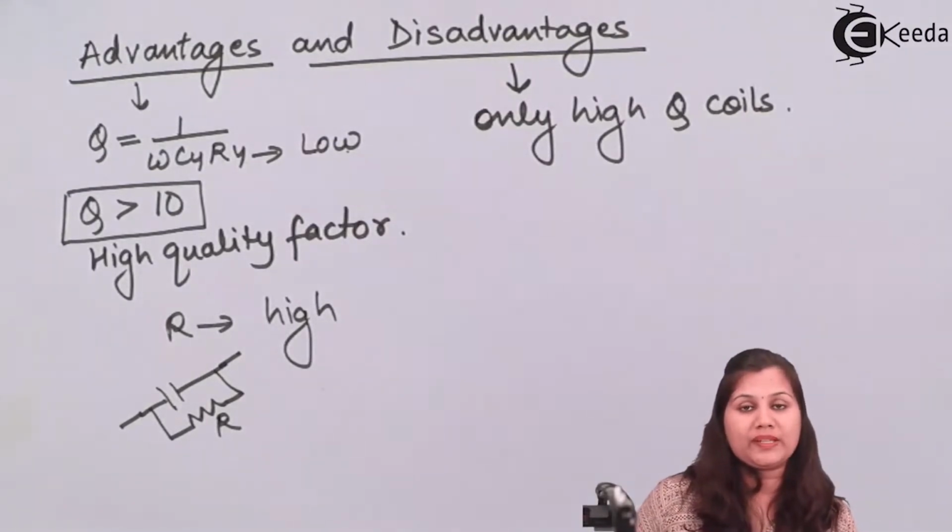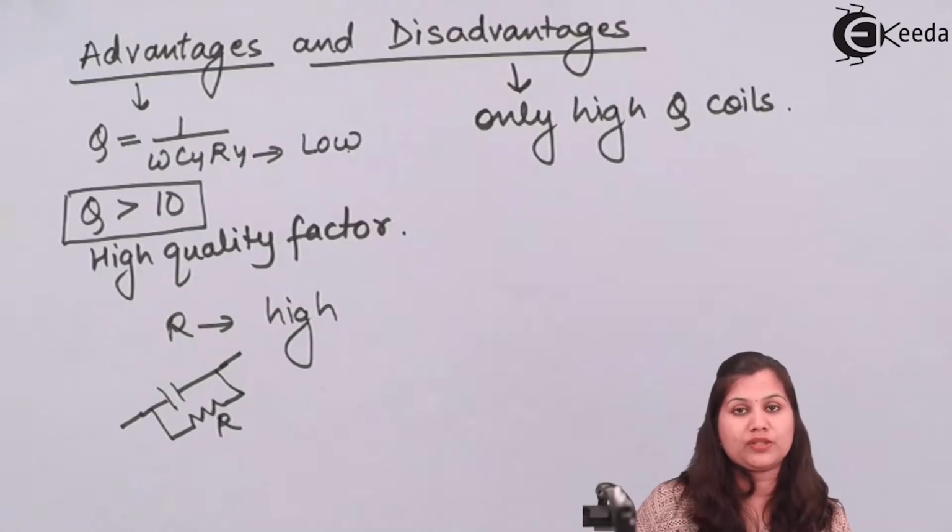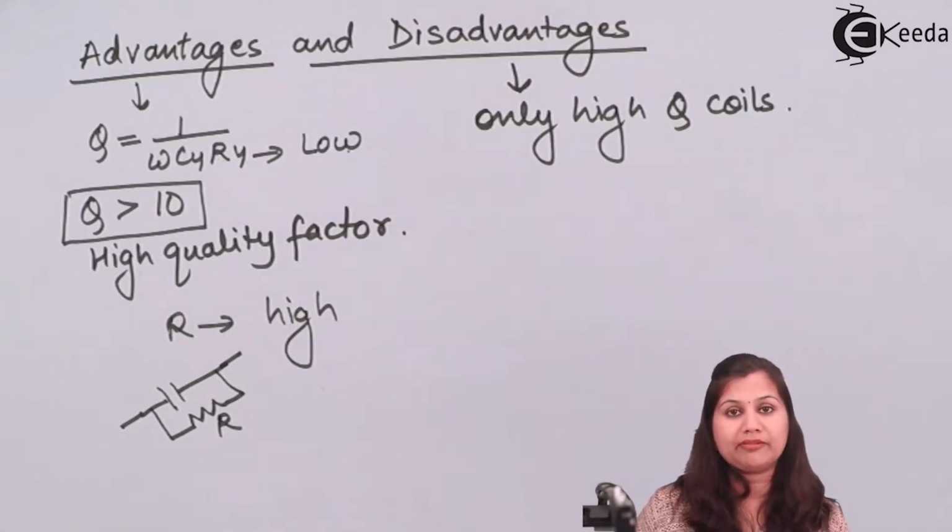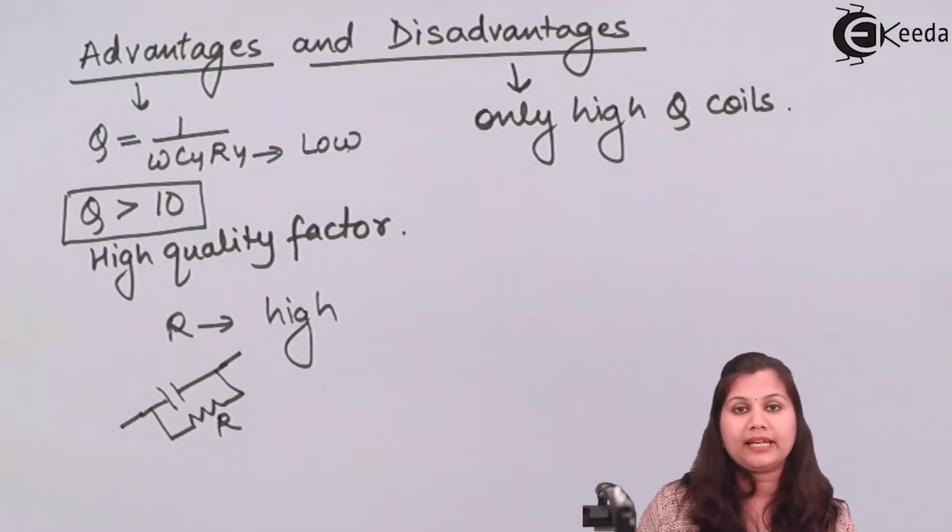So in this video we studied the Hay bridge, which is used for the measurement of self-inductance by comparing it with the value of a capacitor, where the capacitor and resistance are connected in series with each other. So I hope that this topic is clear to you. Thank you.